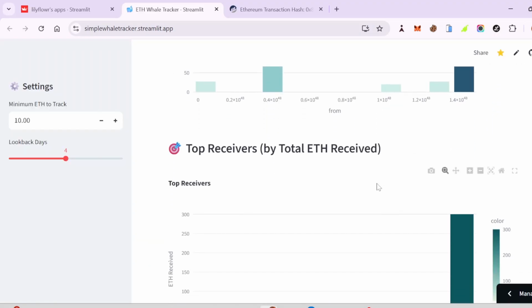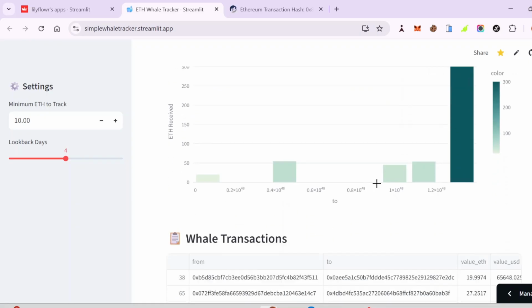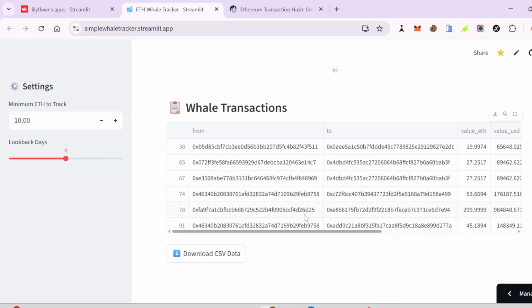Every transaction is listed in a table with direct links to Etherscan, so the raw data is always one click away. Thresholds and time windows are adjustable, and the dataset updates immediately.